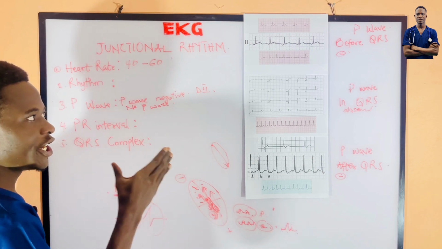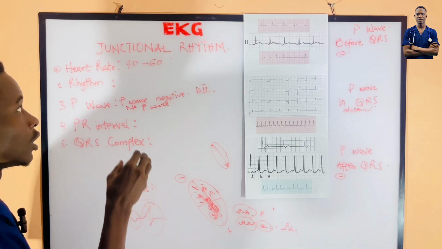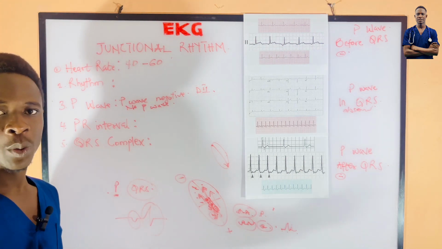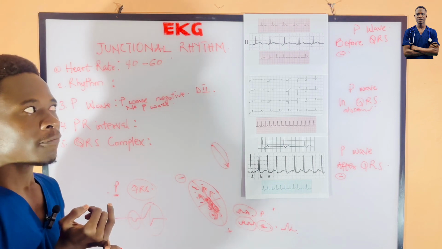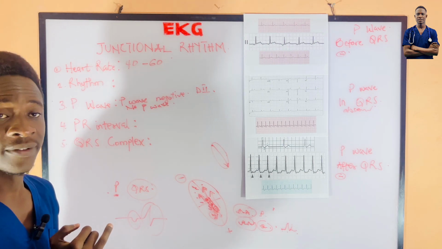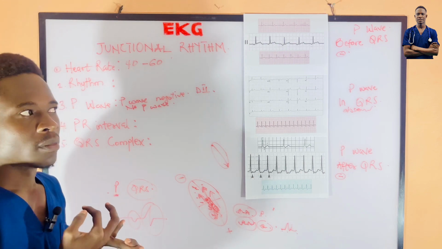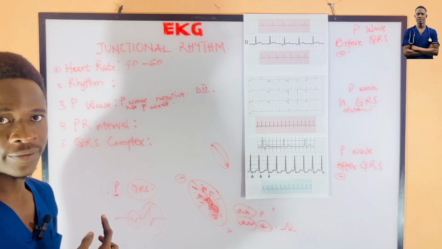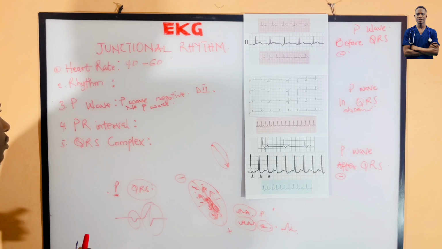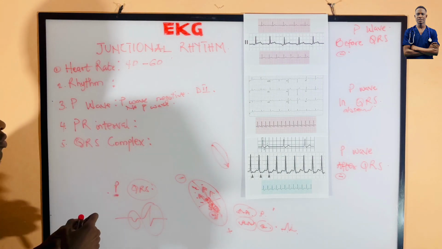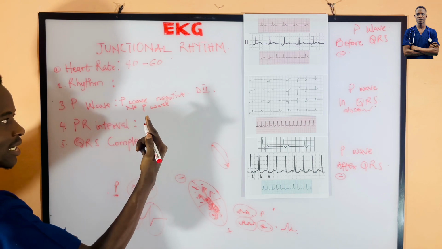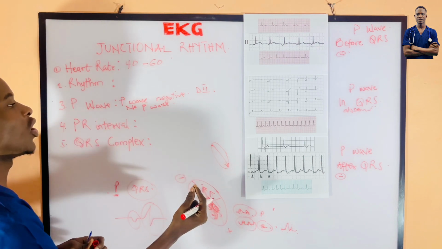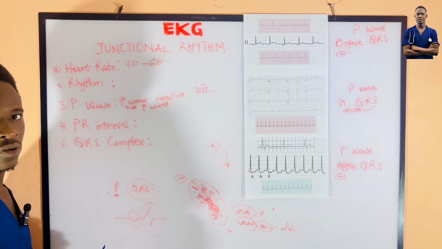So in atrial contraction, or in a junctional rhythm, you can get three forms of P wave: a P wave before the QRS complex, which is negative; absence of P wave; and then a P wave after the QRS complex, which is also a negative wave. Are we clear with it? So here the P wave can be present, can be negative before the QRS complex, it can be absent, and it can also be negative after the QRS complex.